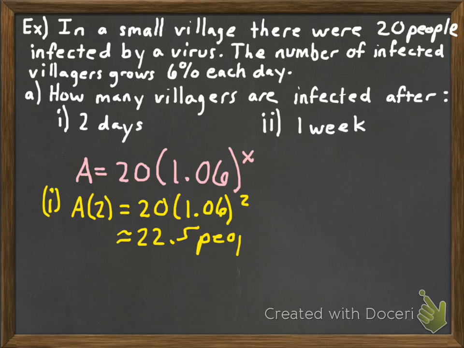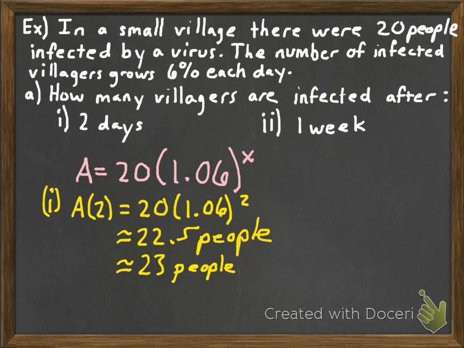These are people that we're dealing with here. Now you can't actually have a half a person, can you? So let's just say if we have more than 22 people infected, that we've got a 23rd person infected. They might not be fully infected yet, but if you were in that village, you wouldn't want to be near that person, right? So we better count them as infected here. All right, about 23 people so far.